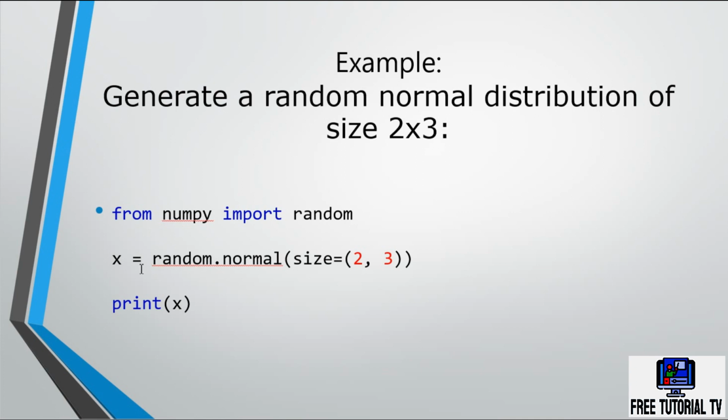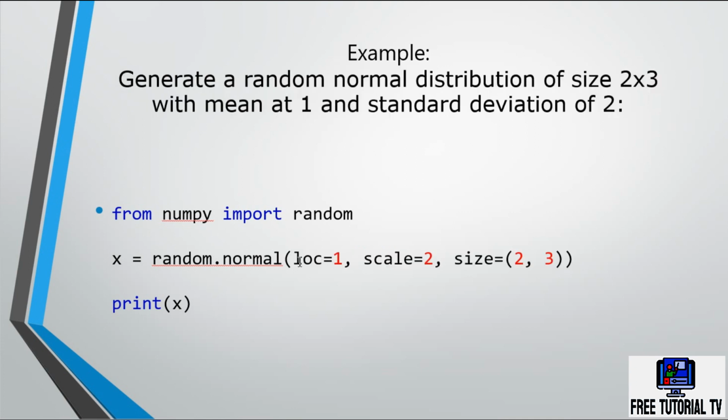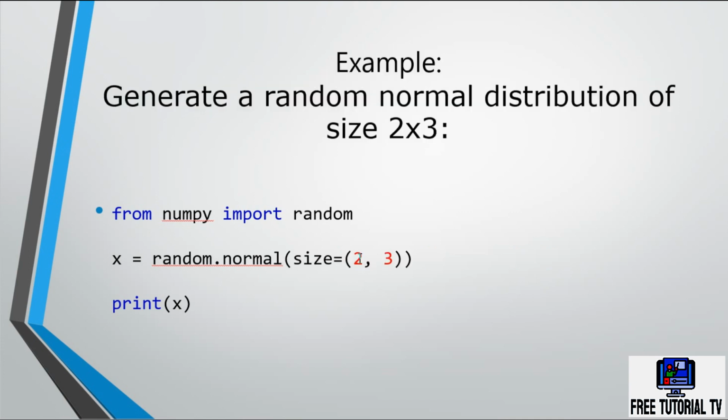For example, let's generate a Gaussian normal distribution using random.normal of size, and this is what we are going to generate as an array called x. And then in the next one, we will be giving loc equal to 1, scale equal to 2, and size given as 2 by 3. So now you are going to generate a matrix, that is an array of 2 rows with 3 columns of random numbers.